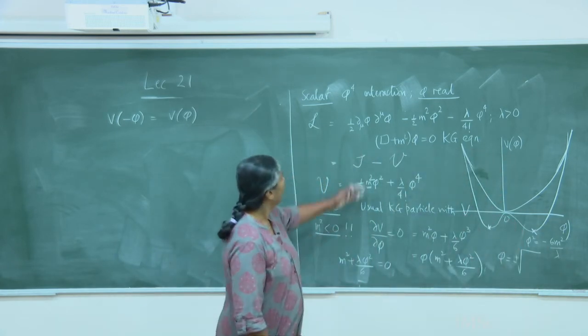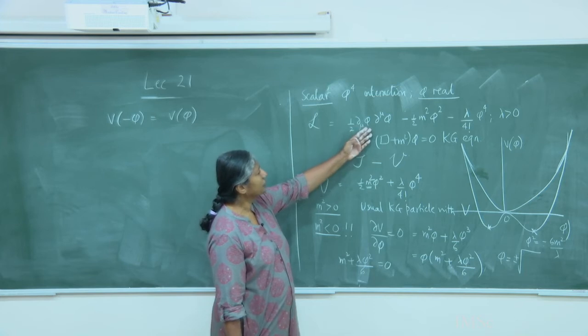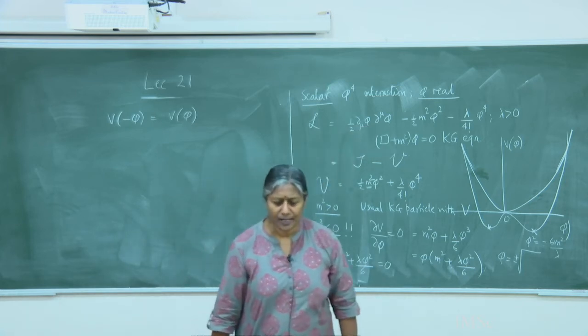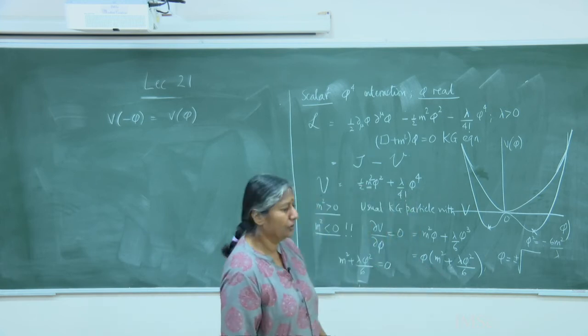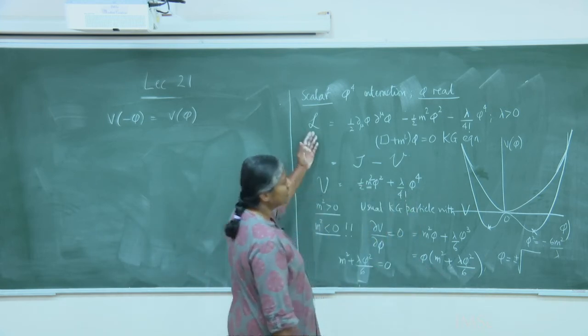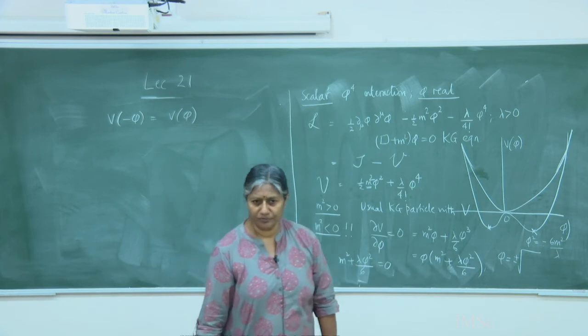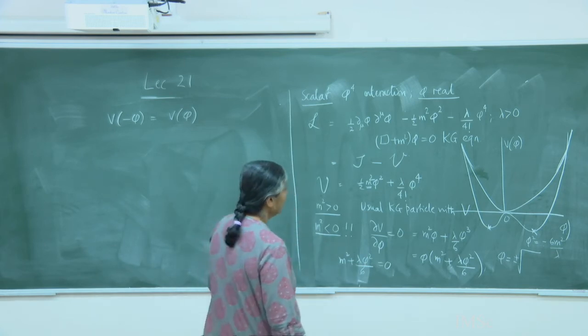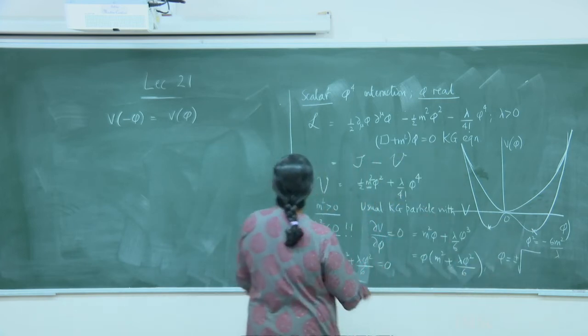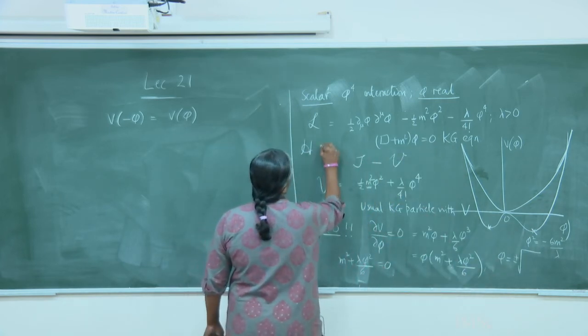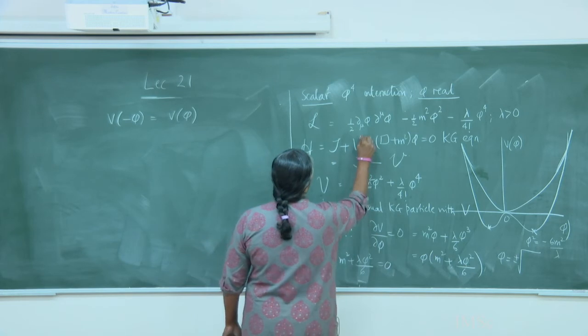Suppose I now transform this phi by some U1 transformation, a global U1 transformation. The Lagrangian is invariant under that global U1 transformation. However, what do you mean by the lowest potential energy value? We know that the Hamiltonian is equal to T plus V.